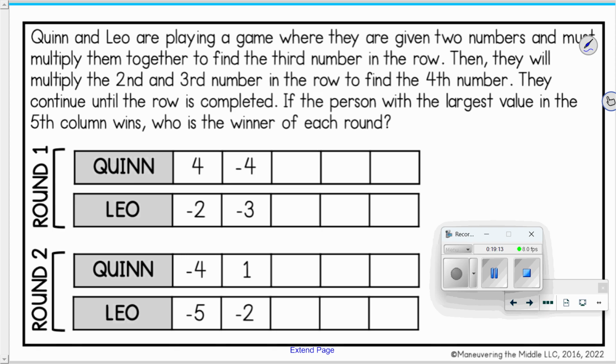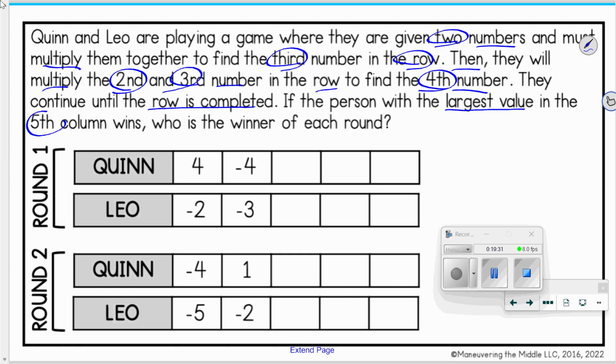Okay, Quinn and Leo are playing a game where they're given two numbers and must multiply them together to find the third number in the row. Then they will multiply the second and third number in the row to find the fourth number. They continue until the row is completed. If the person with the largest value in the fifth column wins, who is the winner of each round? So there's our question. So we've got to find the winner. So really all we're doing is checking all our rules.